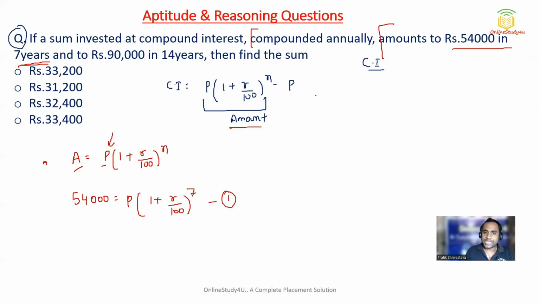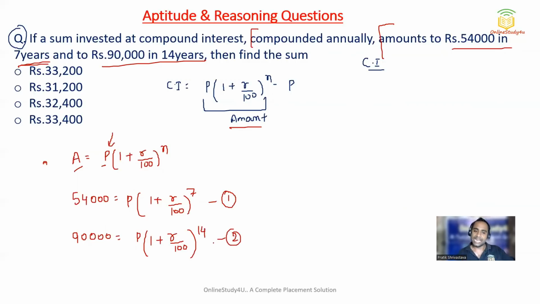Now equation 2, it is becoming 90,000 in 14 years. So again A is equal to 90,000, p into 1 plus r by 100, and here the power is 14. So this is equation 2. In 14 years the sum invested is becoming 90,000.